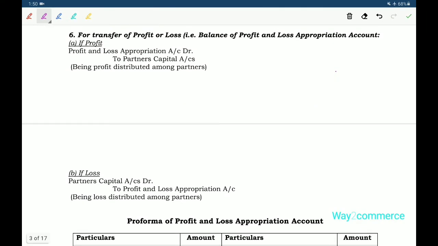After that, we balance the profit and loss appropriation account. For transfer of profit or loss, balance of profit and loss appropriation account. So if profit arises, what is the entry? So profit means what? Excess of credit over debit balance. So profit and loss appropriation account debit to partner's capital account. In case of loss arises, partner's capital account debit to profit and loss appropriation account. So this is the profit and loss appropriation account.